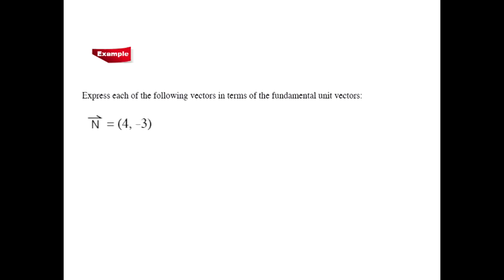For example, to understand this one, express each of the following vectors in terms of fundamental unit vectors, or another way to say it, in engineering notation. Vector n equals 4 and negative 3. This means that the part taken from the positive direction of the x-axis equals 4 and the part taken from the negative direction of the y-axis equals negative 3. We can just say it 4i vector minus 3j vector.